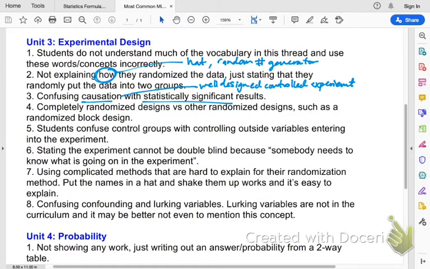Confusing completely randomized versus randomized block. So think about completely randomized as an SRS and a randomized block as a stratified. You're putting people in groups first for a block, and then every block is getting all treatments. For an SRS, every single person has an equal chance of getting selected to a treatment or getting assigned to a treatment.